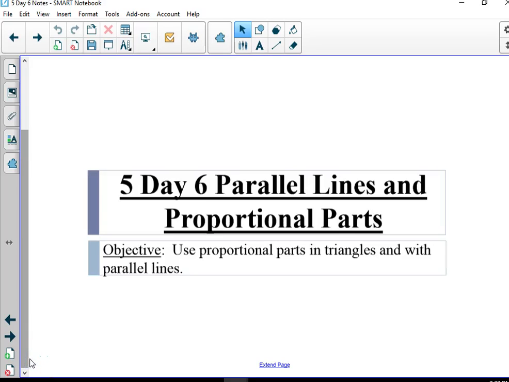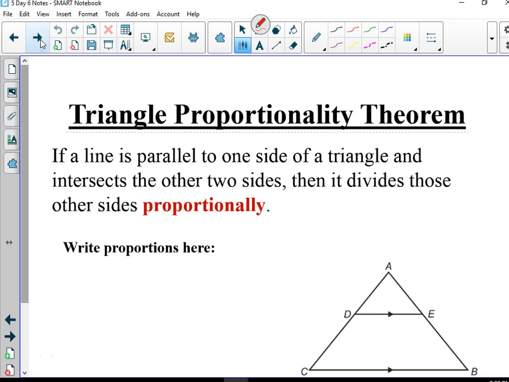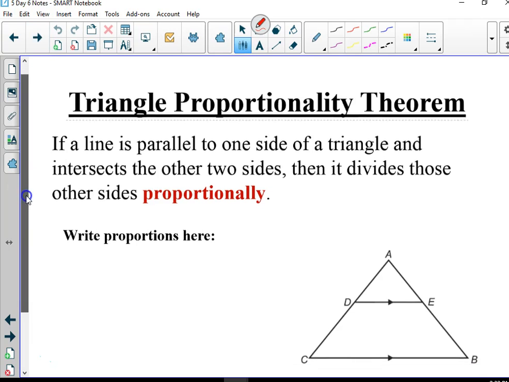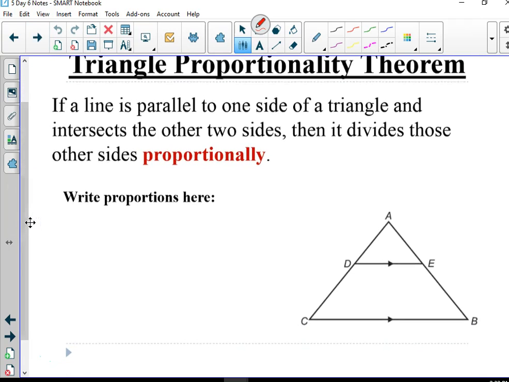Day 6, the last section of this unit. Parallel lines and proportional parts. The triangle proportionality theorem: if a line is parallel to one side of a triangle and intersects the other two sides, it divides the sides proportionally.